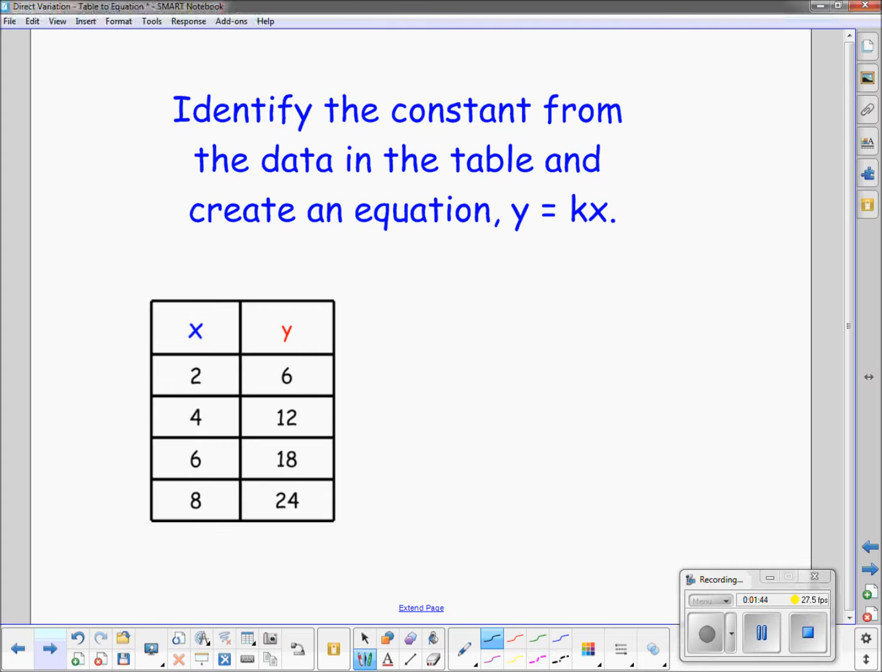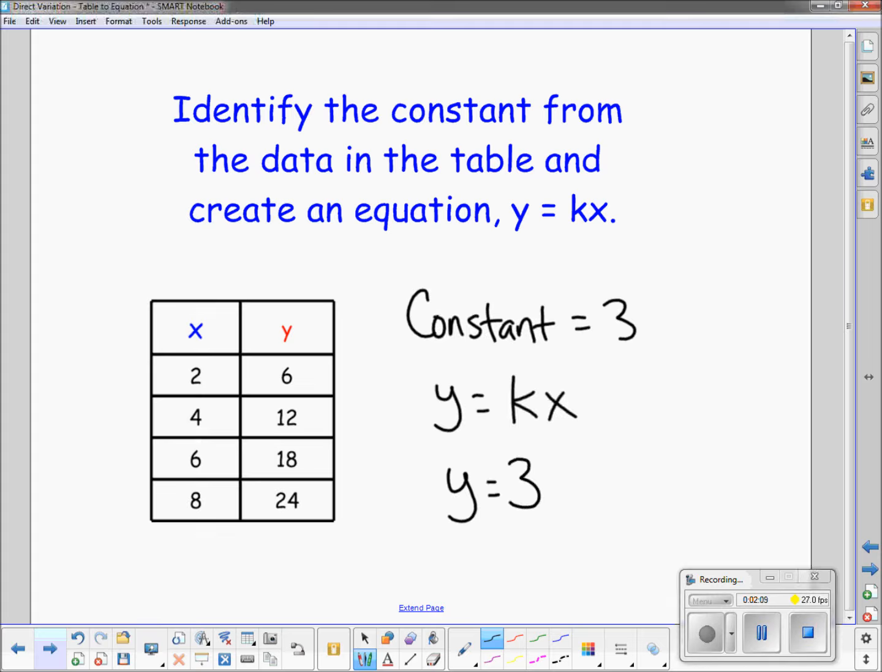So as I go back to that table where I have 2 and 6, 4 and 12, 6 and 18, and 8 and 24, I'm going to try to figure out the equation. So if my constant was 3, then using the equation y equals kx, my constant will get plugged in. Instead of k, I will use the number 3 to create the equation y equals 3x.